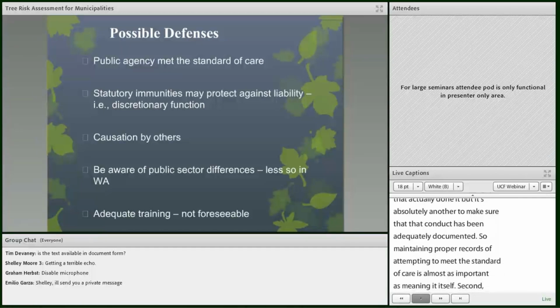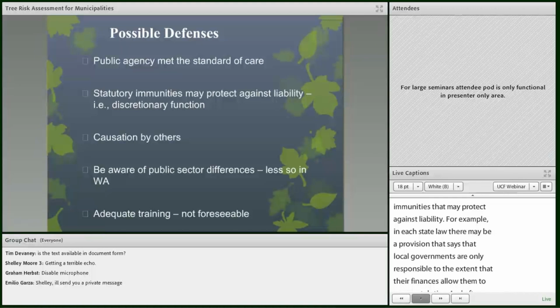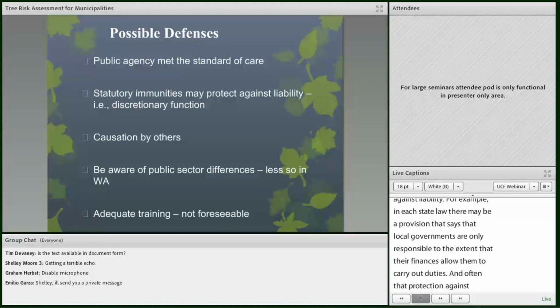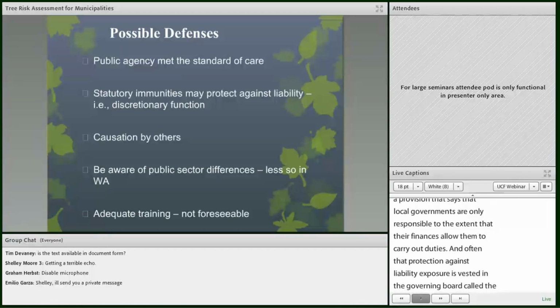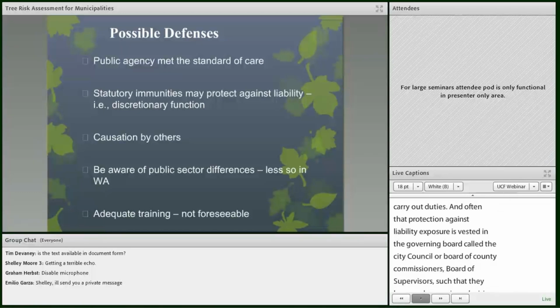For example, in each state's law, there may be a provision that says that local governments are only responsible to the extent that their finances allow them to carry out certain duties. And often that protection against liability exposure is vested in the governing board, the city council, the board of county commissioners, or the board of supervisors, such that they have made conscious decisions on the record that show that they have struck a balance between available resources and their actions.